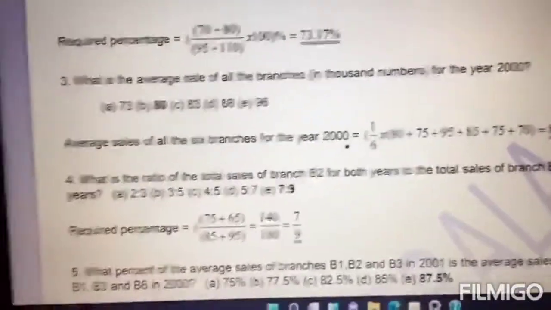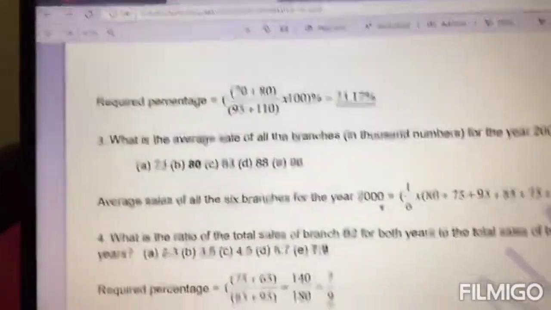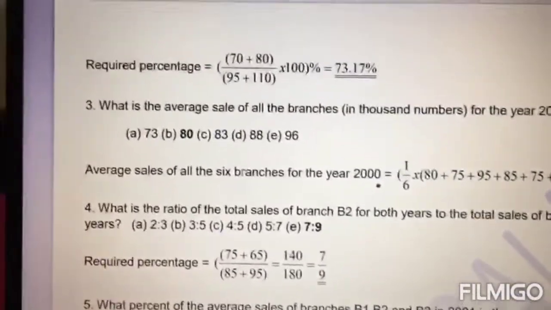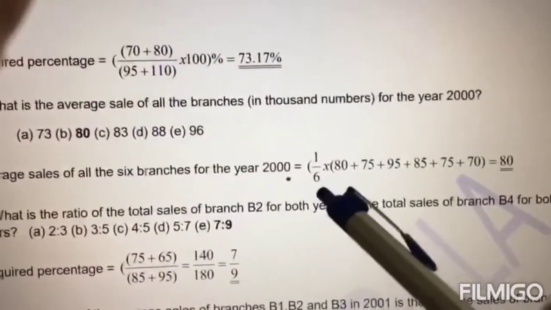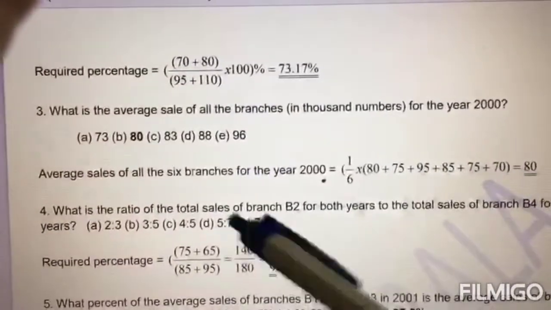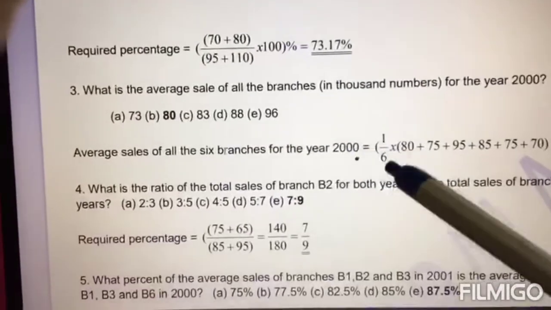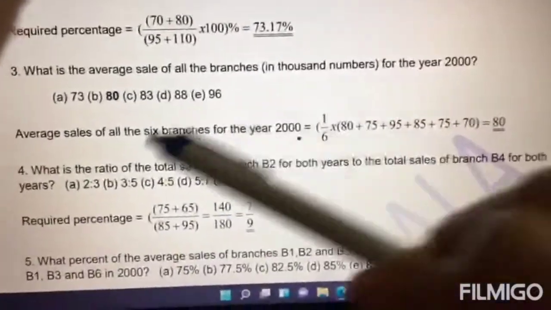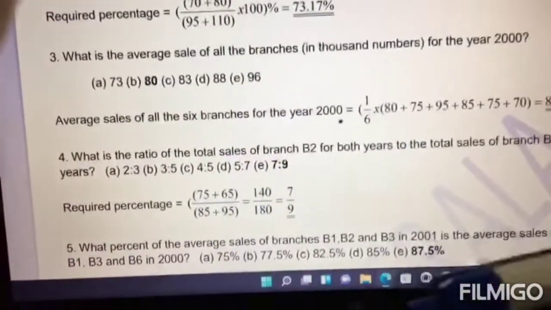Why divide by 6? Because there are 6 branches, right? So that's what they have done. Total sales divided by 6 will give us the average sales for all 6 branches in the year 2000. Okay, the answer is 80, option B.